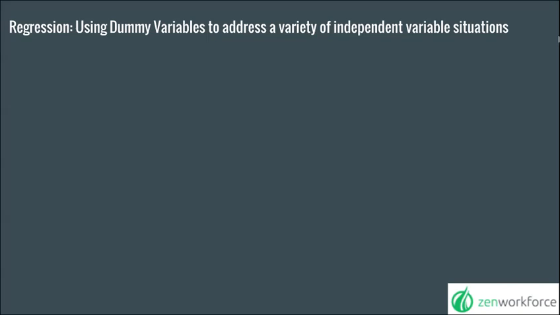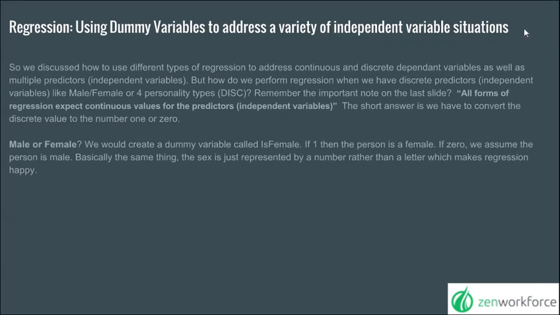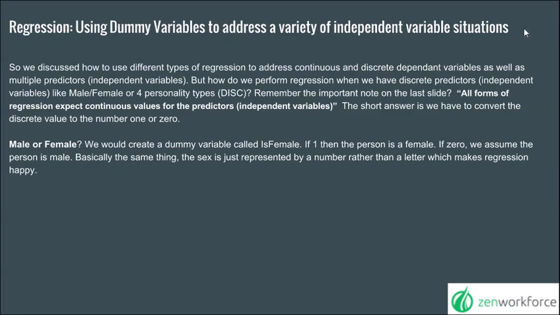So let's think about doing that for a minute. We have male or female. All we would do in the case of male or female is create a dummy variable called isFemale. So if isFemale was true, it would be equal to 1. If it was false, it would be equal to 0. So we're just representing male or female with a 1 or a 0. Now we've just made regression happy.